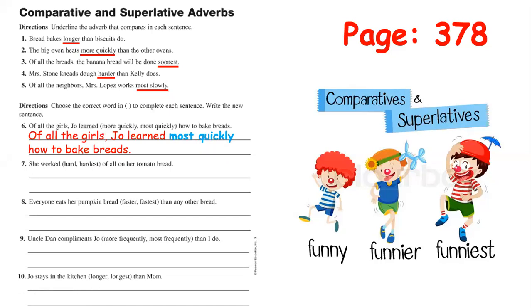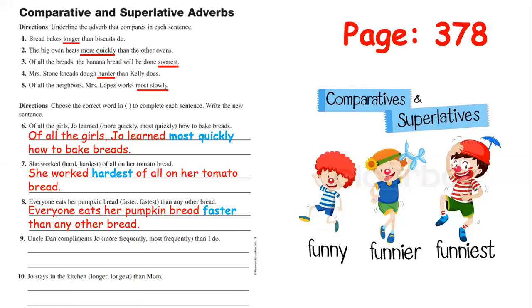She worked hard or hardest of all, hardest. Everyone eats her pumpkin bread faster or fastest than the other bread. We are comparing two kinds of bread, so faster. Uncle Dan compliments Joe more frequently or most frequently than I do. I'm comparing Uncle Dan with me, so more frequently. Joe stays in the kitchen longer than mom or longest than mom, longer.